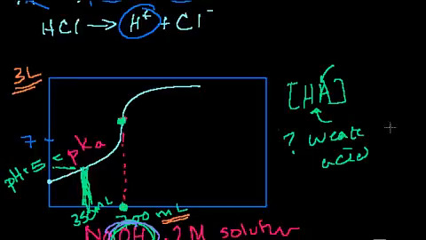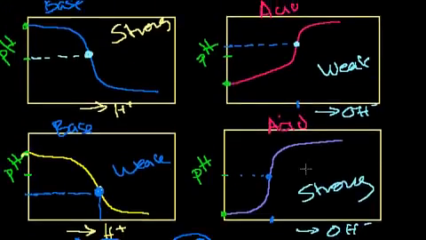Obviously, if you take a strong acid, you can't say, oh, my half equivalence point is here, and so therefore this must be the pKa. No, there is no equilibrium constant for a strong acid, and there is no equilibrium constant for a strong base, because they're not in equilibrium. They dissociate completely. Anyway, hopefully you have a good understanding of titration now.